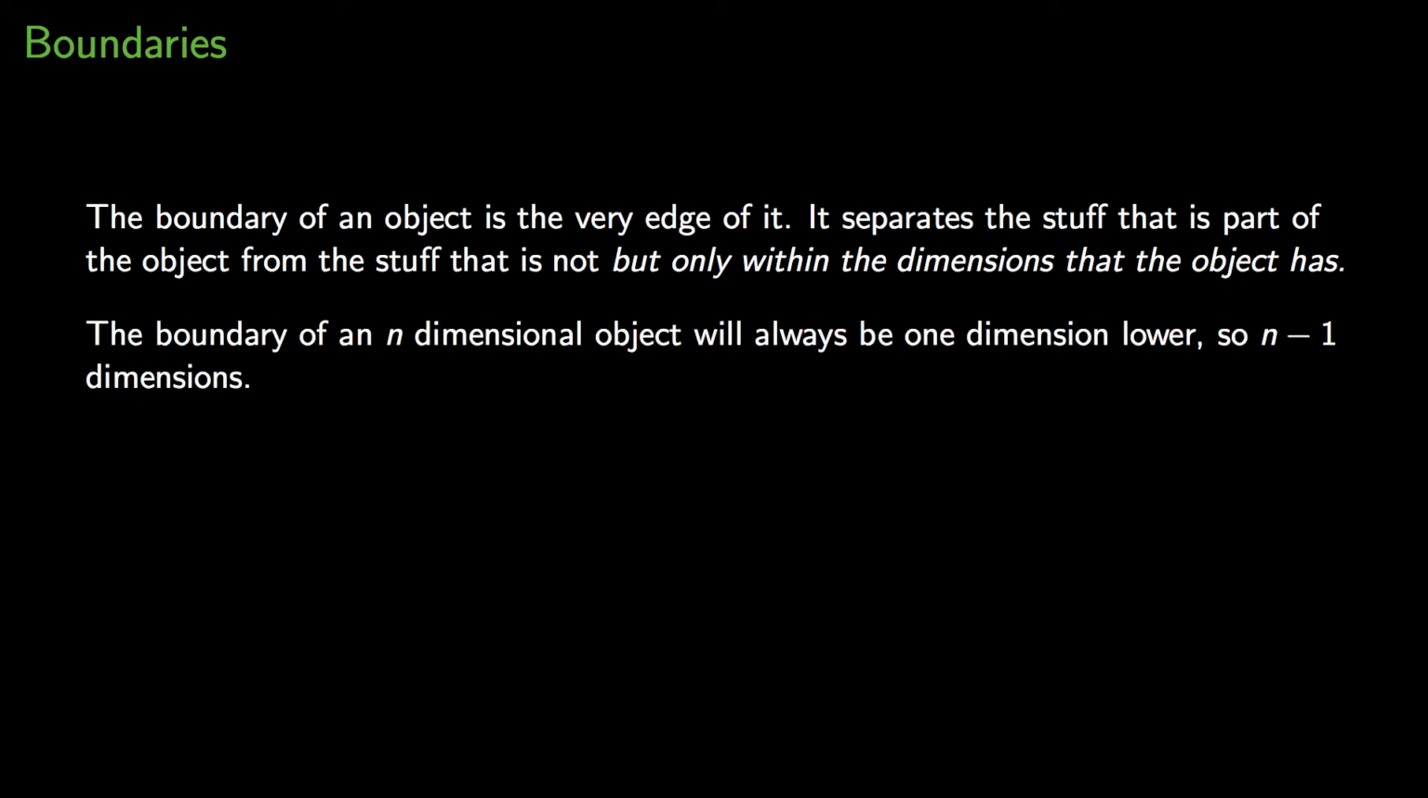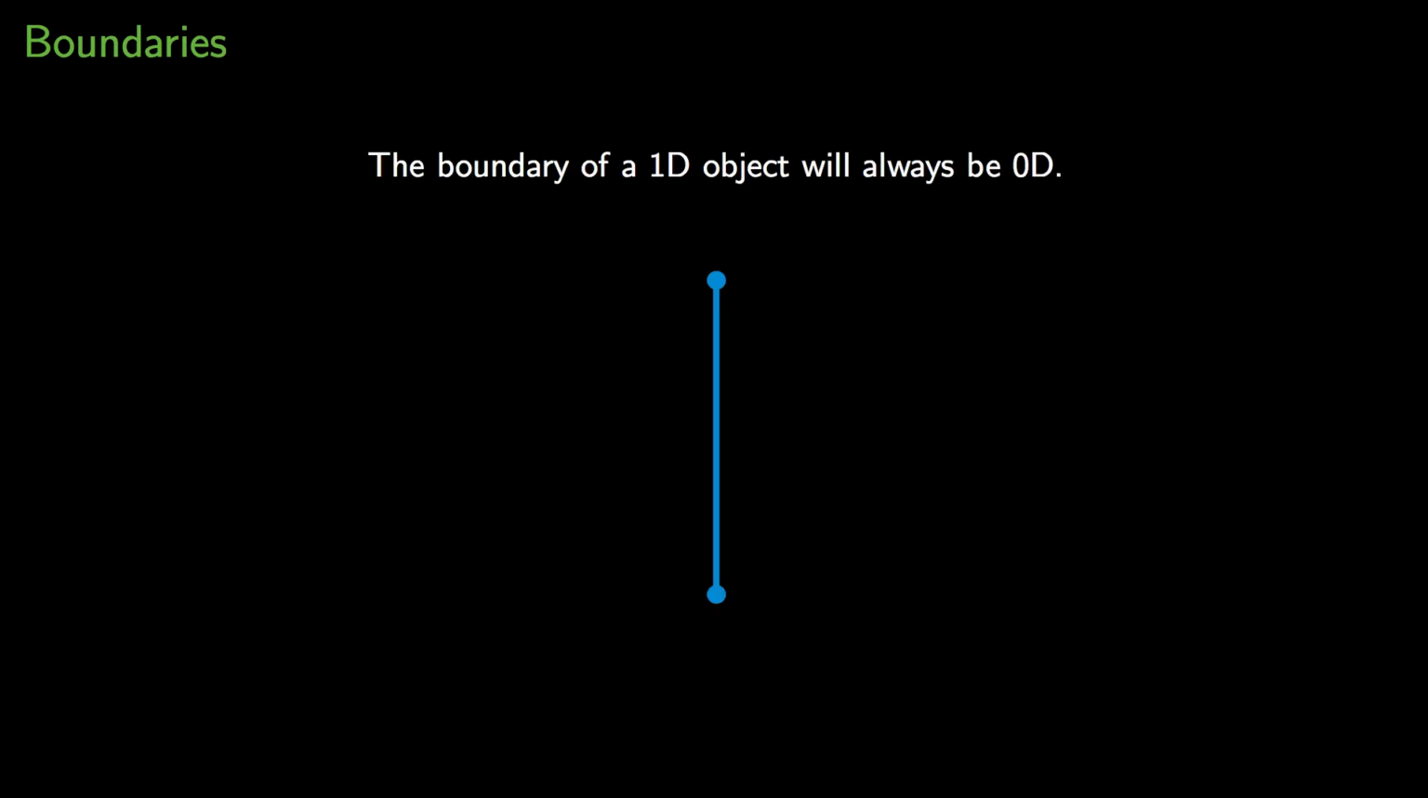One thing we know for sure is that the boundary of an n-dimensional object will always, always, always be one dimension lower. So it will be n minus 1 dimensions. So the boundary of a 1D object is supposed to be 0D, and here's a line segment. This point here, right in the middle of the line segment, is not in the boundary. Why? Because within that 1D object on either side, there is line segment. It isn't a point where there's nothing on one side and line segment on the other. So that point isn't in the boundary.